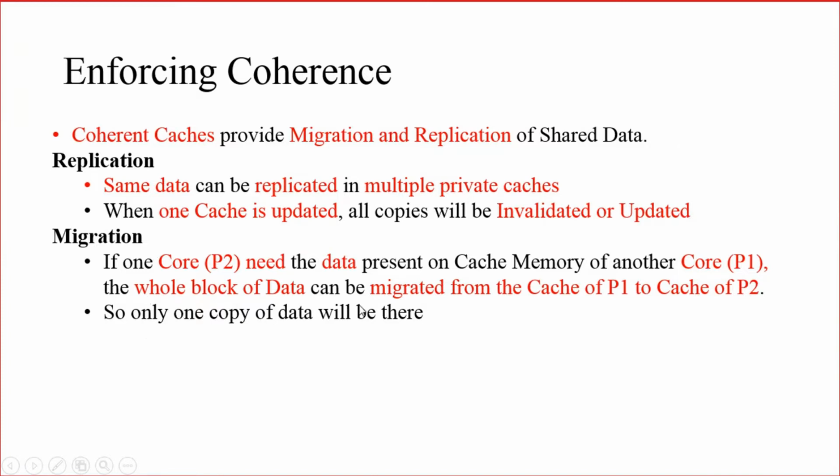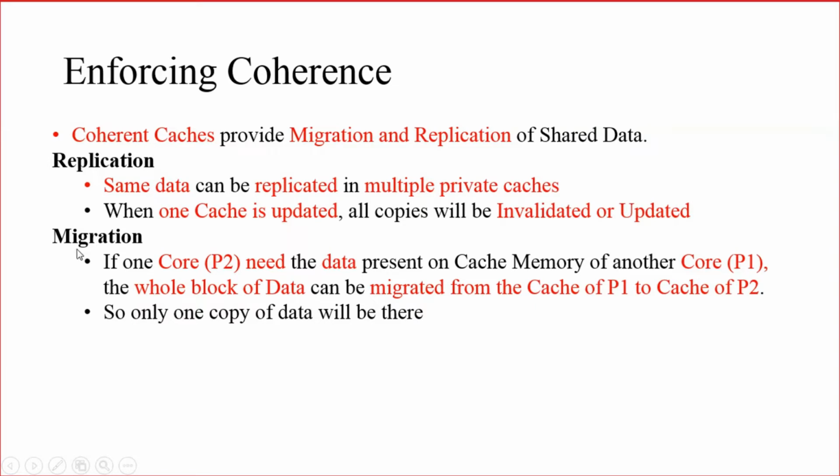So what is the advantage of that? Only one copy of data will be preserved. If the cache memory is using the replication method, more than one copy of data will be there, and whenever you are updating one copy, all the other copies will be either updated or invalidated based on the cache coherency protocol, whether you are using cache invalidation protocol or cache updation protocol.